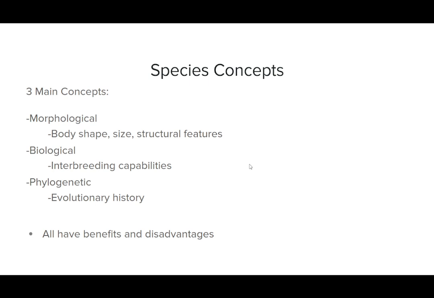Species concepts. There's three ways that we're going to name these species. Morphologically, based on their body shape, size, structural features. Biologically, we're going to look at its interbreeding capabilities, and phylogenetic, how it evolved and what was its ancestor. Now, these different ways have their own benefits, and obviously they have disadvantages.